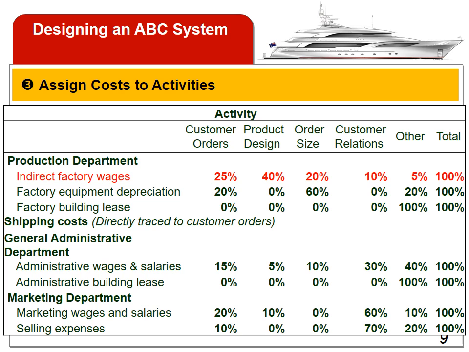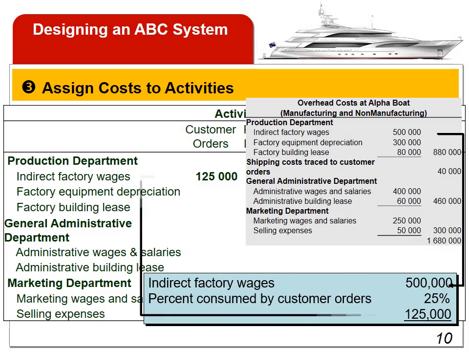The shipping costs have no corresponding allocation percentages. This is because the shipping costs will be directly traced to customer orders. Once the percentage allocations have been determined, it is a simple matter to assign costs to activity. For example, the indirect factory wages assigned to the customer orders activity, 125,000 dirhams, is computed by multiplying the total amount of indirect factory wages, 500,000 dirhams, by the percentage of time that indirect factory workers spent on this activity, 25%.